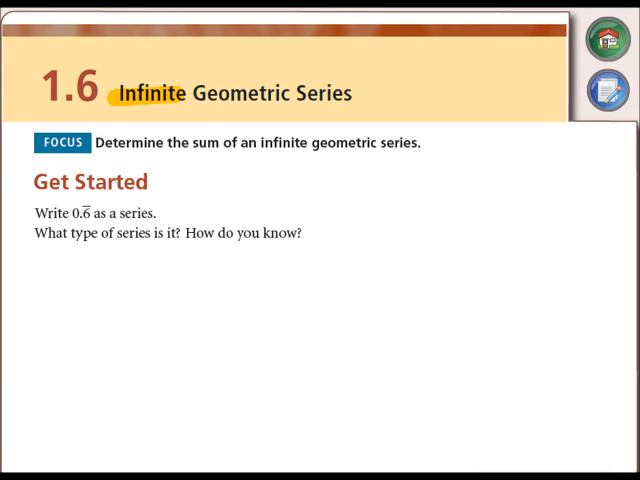Infinite geometric series. So what does this mean? Well, geometric, again, meant that we are multiplying between terms. So that means we've got a common ratio. Our series means that we're adding up. We're doing a sum of the terms.